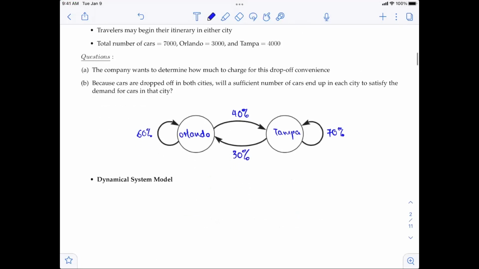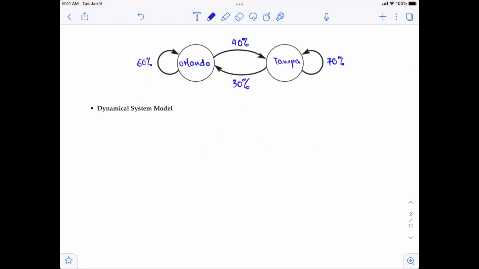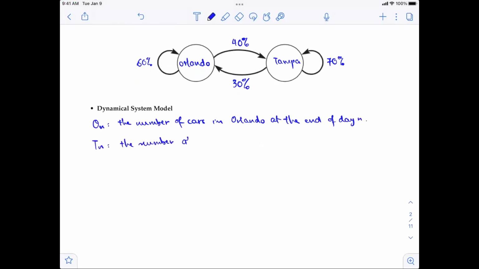Okay, so now we're gonna build the system of difference equations. I'm gonna put some naming conventions here. O sub n is the number of cars in Orlando at the end of day n. And T sub n is the number of cars in Tampa at the end of day n as well. And n is the number of days.